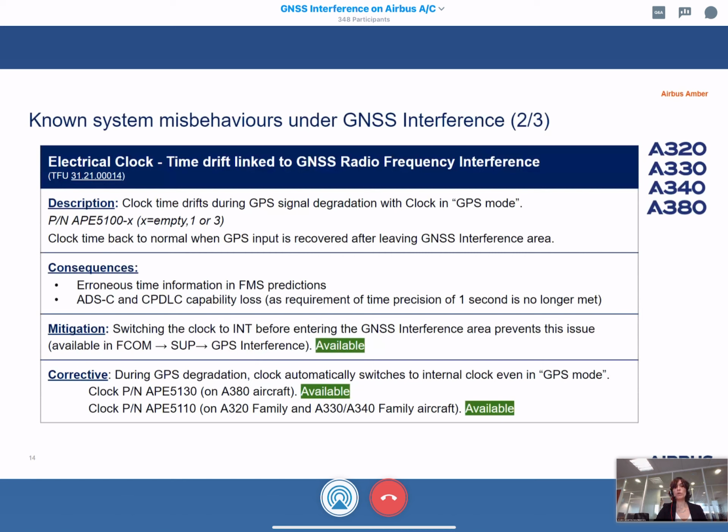As a mitigation, we propose switching the clock to INT mode before entering the GNSS interference area, which prevents this issue from happening. This mitigation is available today in the FCOM Supplementary Procedures, GPS Interference. There are also corrected clocks available. The correction is that the clock goes automatically to INT mode under GNSS GPS degradation, even in GPS mode.